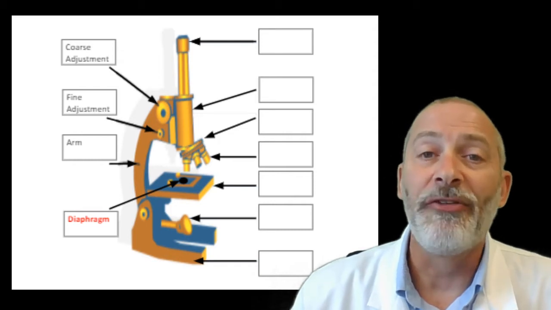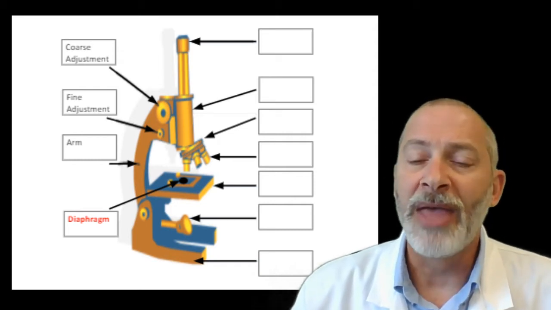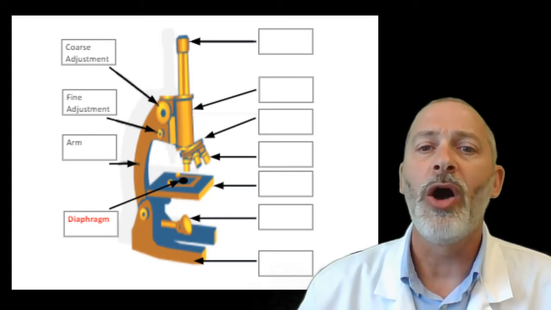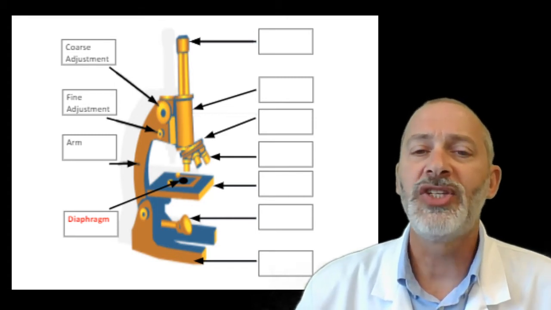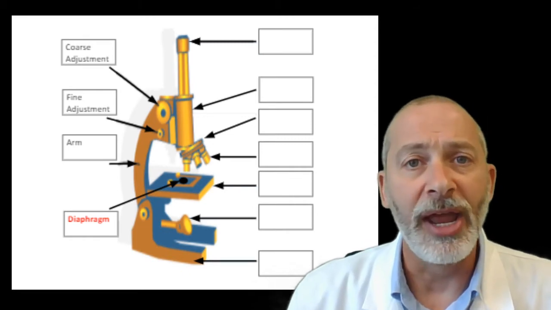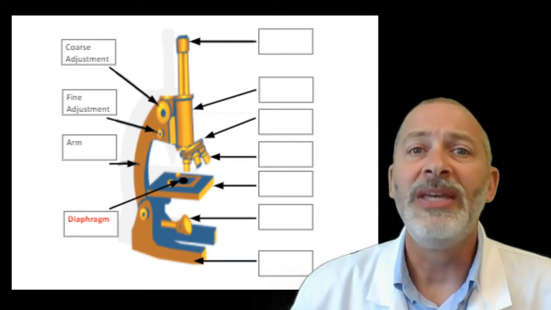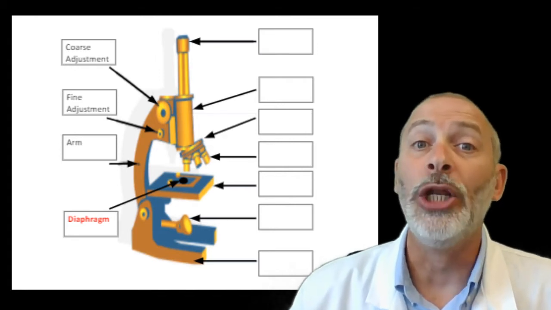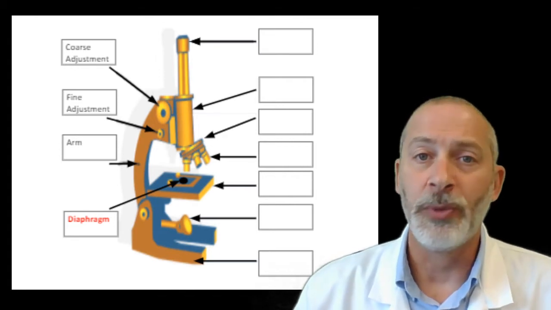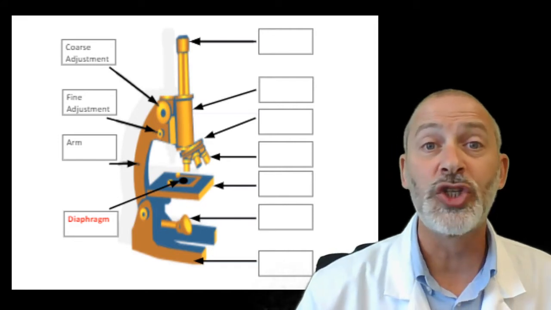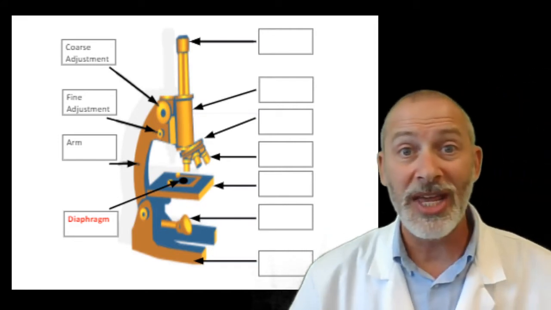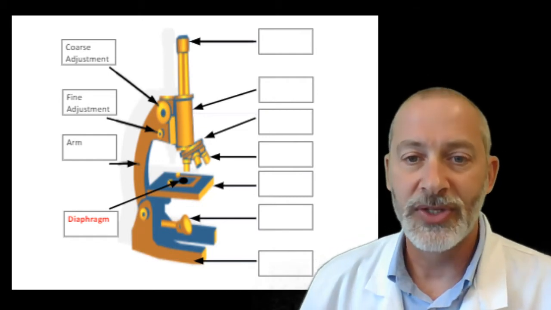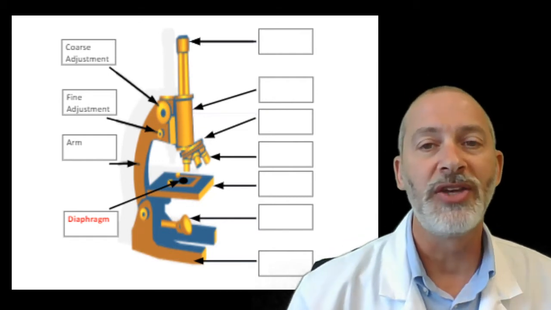we have the diaphragm. That arrow is pointing to an opening or a hole in what we call the stage. And the diaphragm is where light is allowed to enter through the stage and illuminate our specimen, whatever it may be. It's kind of like the spotlight on a real stage. The diaphragm allows light through the stage and onto our specimen.